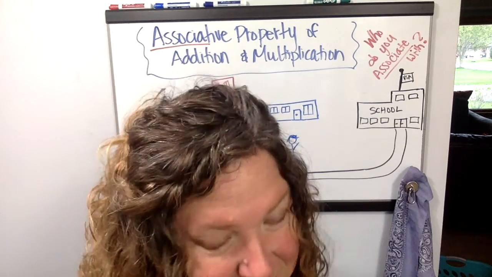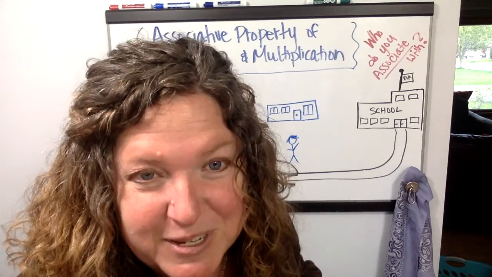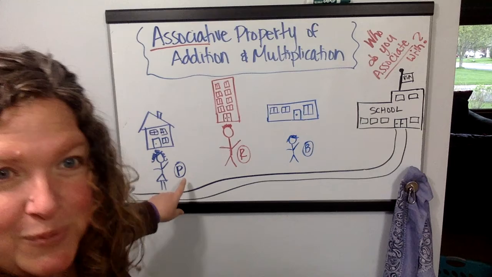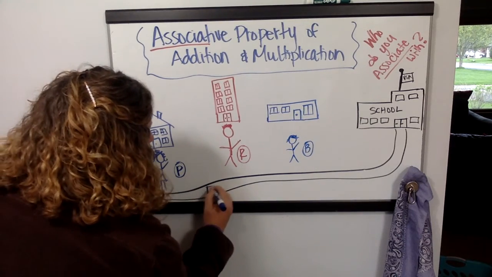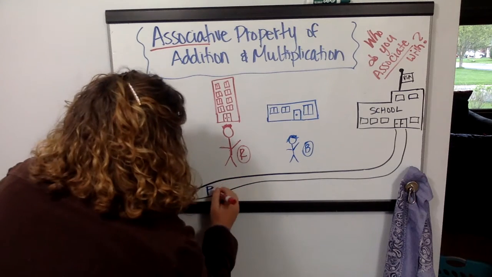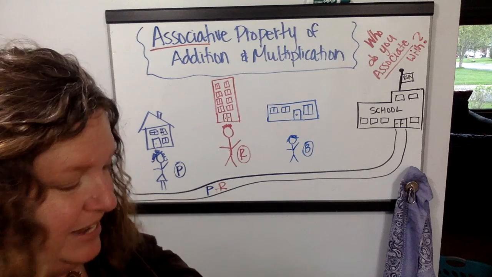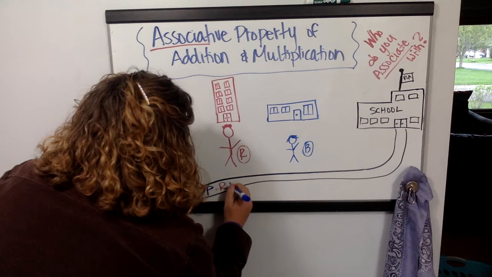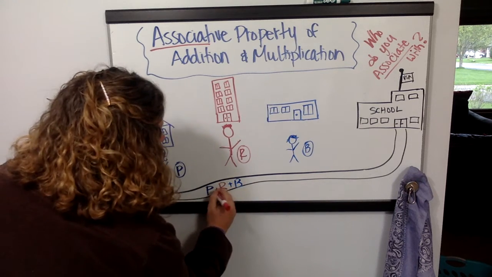So let's think about this. I got to find my markers. Let's think about this in terms of the associative property. Okay, so we said we could start with our purple friend. So our purple friend is walking along. Then they pick up the red friend. And the two of them are walking along together. And then finally they go over and pick up their blue friend, and now they're all walking to school.